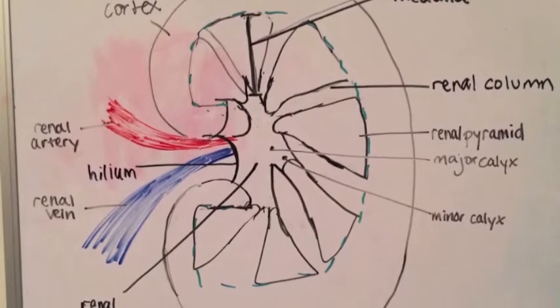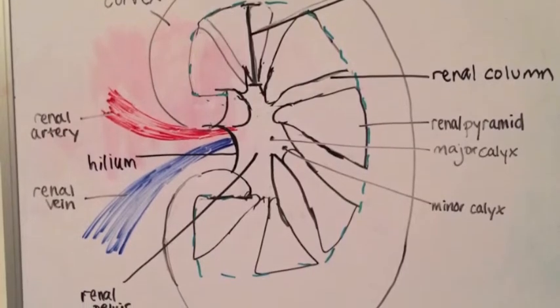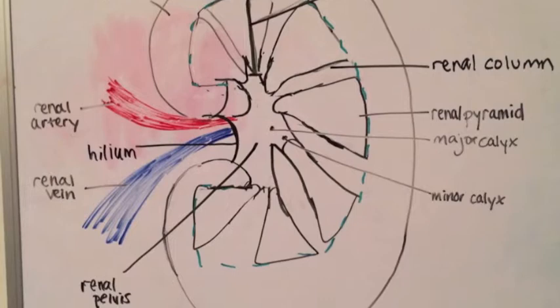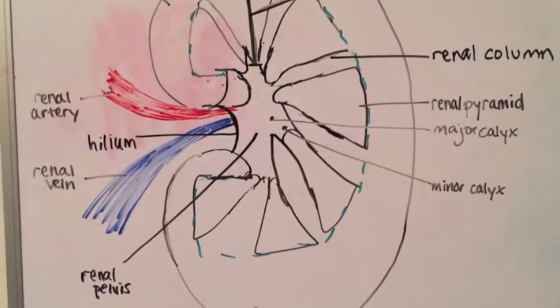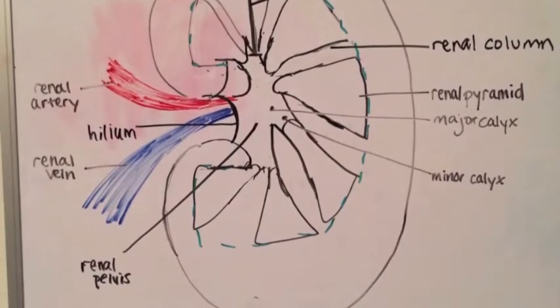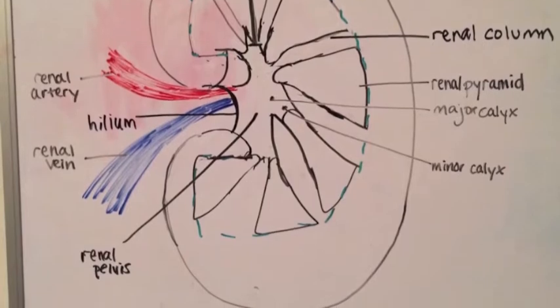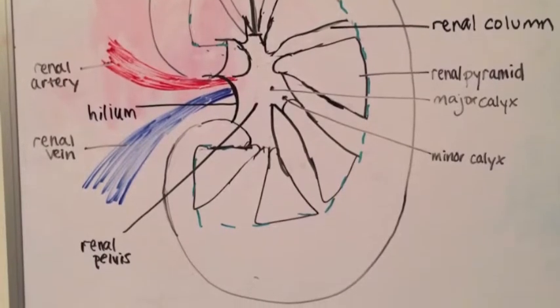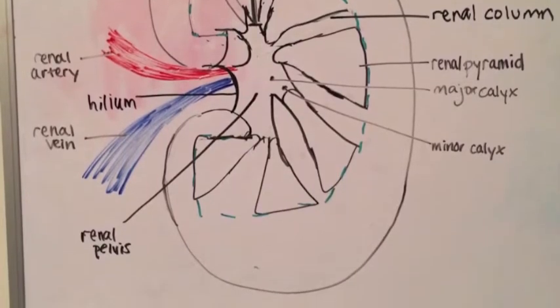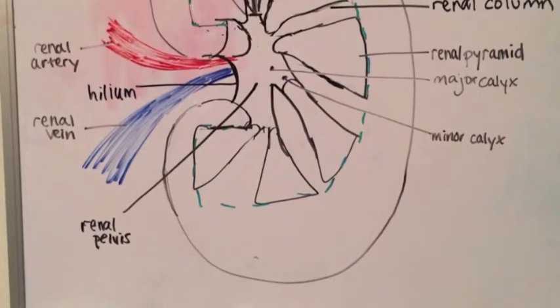The medulla contains renal pyramids. The tip of each pyramid, known as the renal papilla, projects into the renal sinus. Renal columns extend toward the renal sinus between adjacent renal pyramids. Urine production occurs in the renal pyramids and overlying areas of the renal cortex.